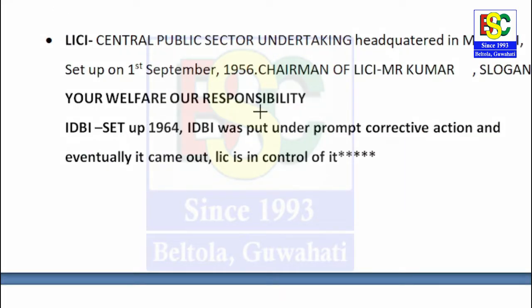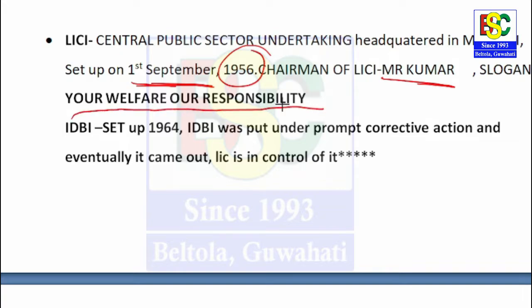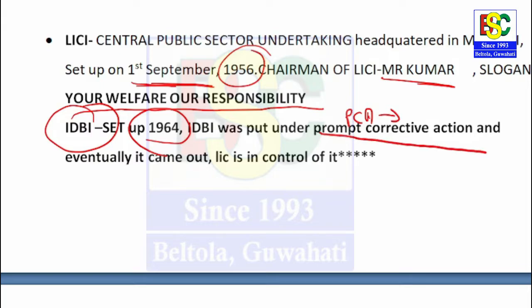Next, let's study something about LIC. It's a central public sector undertaking with headquarters in Mumbai. It was set up on 1st September 1956. Chairman is M.R. Kumar. Slogan is Your Welfare, Our Responsibility. Next, regarding IDBI Bank, it was set up in 1964. One thing you must remember is the full form of PCA, which means Prompt Corrective Action.